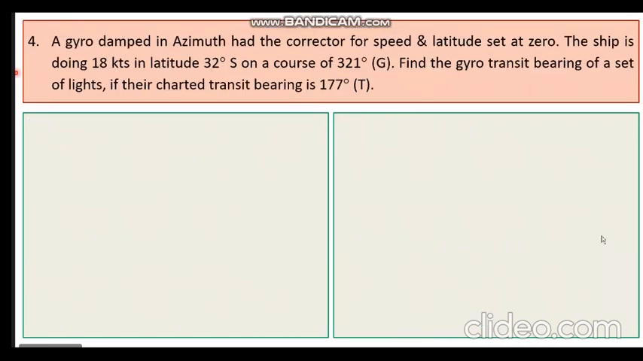Moving on to the next question. A gyro damped in azimuth had the corrector for speed and latitude set at 0. The ship is doing 18 knots in latitude 32 degrees south on a course of 321 degrees gyro. Find the gyro transit bearing of a set of lights if their charted transit bearing is 177 degrees true.